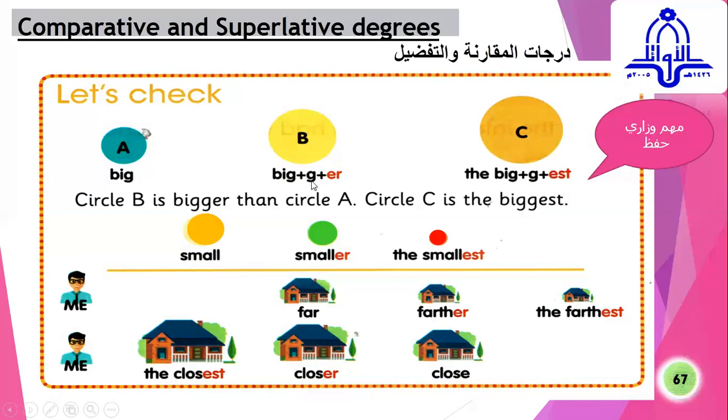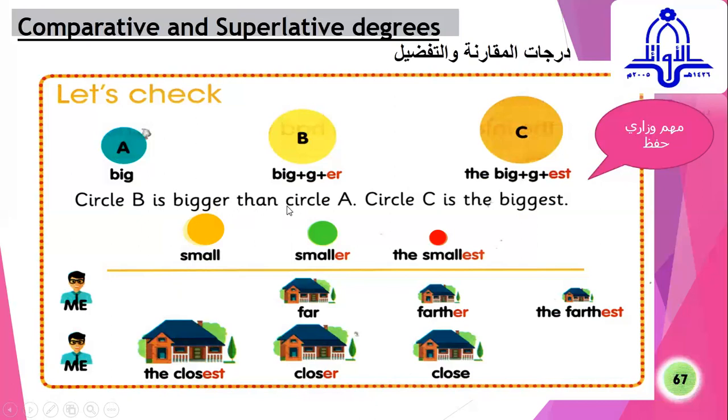So bigger ضعفت الجي وضفت ER. Biggest, the biggest. عندي راح أضعف الجي وأضيف EST. في المقارنة أضيف ER. في التفضيل راح أضيف EST. So we have comparative and superlative. He said circle B is bigger than circle A. Circle B الدائرة B is bigger than أكبر من. than we have than in comparative. في المقارنة راح يكون عندي كلمة than بعد درجة المقارنة. circle A. إذا الدائرة B هي أكبر من الدائرة A.